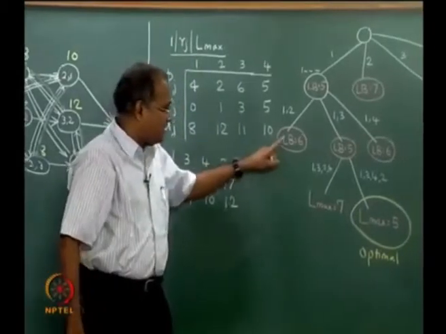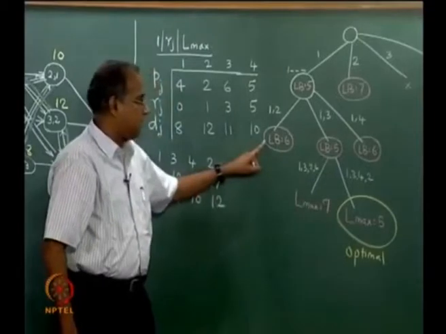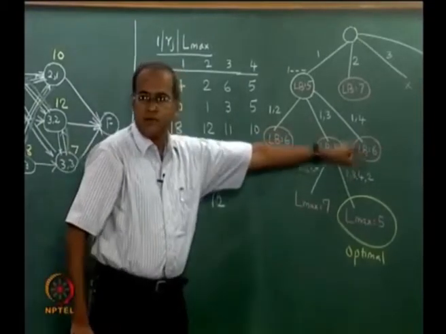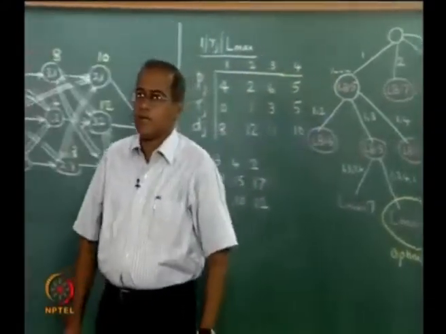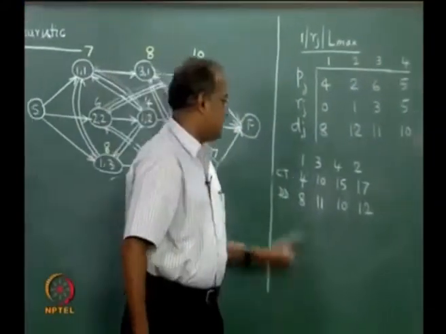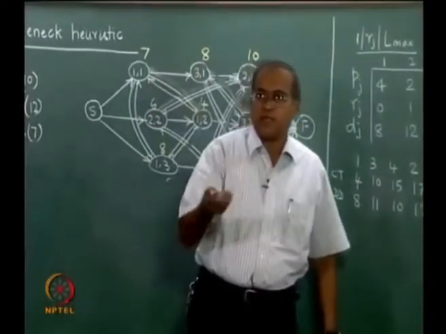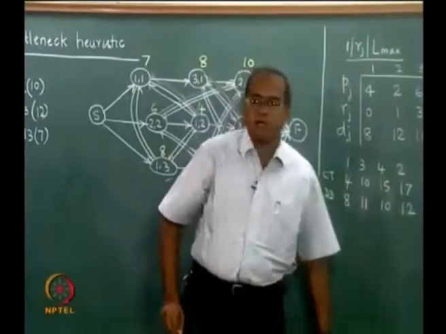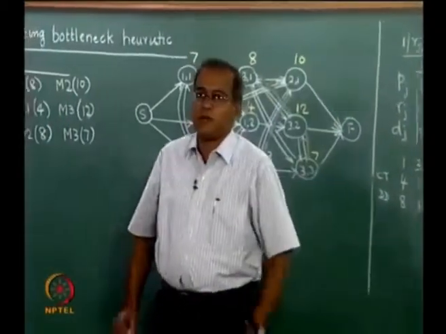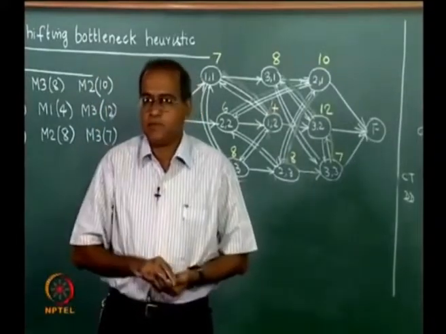So, here the lower bound is higher than the current best upper bound. So, we need not proceed, and in any case these two we will not do. Therefore, we can go back and say that 1 3 4 2 with L max equal to 5 is indeed optimal. So, this is a branch and bound algorithm to solve the 1 r_j L max problem optimally.